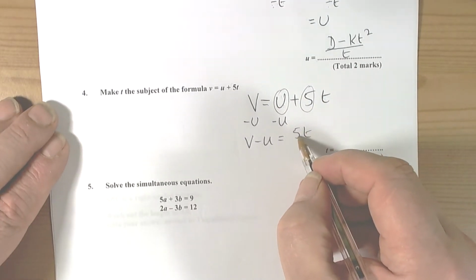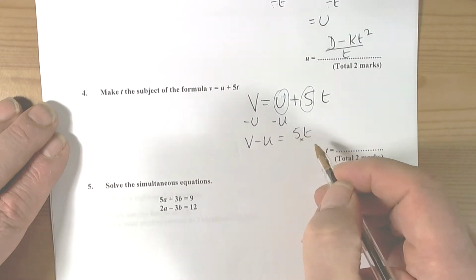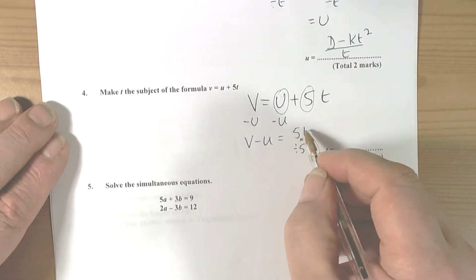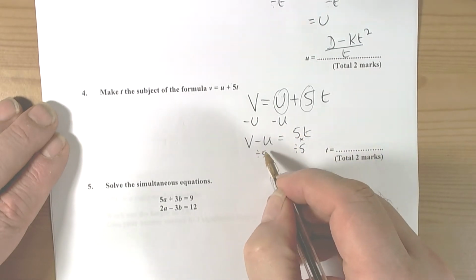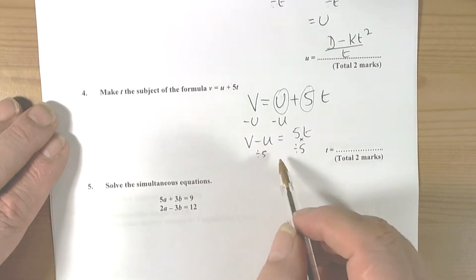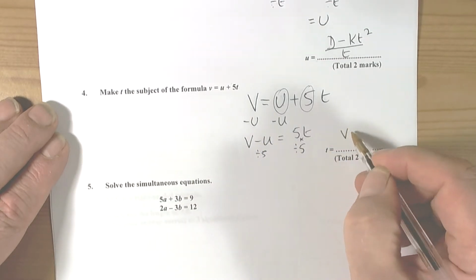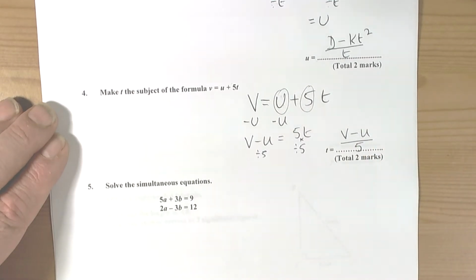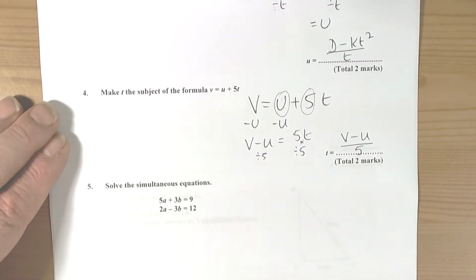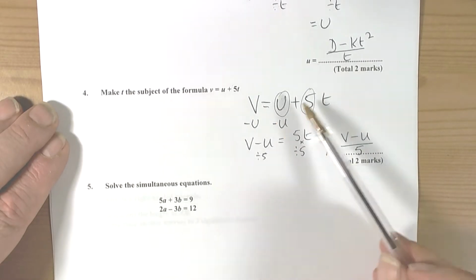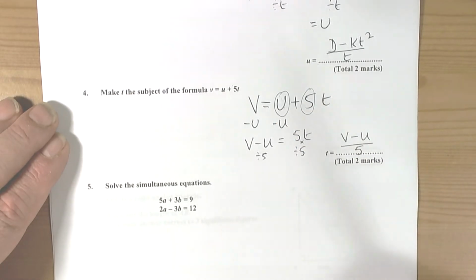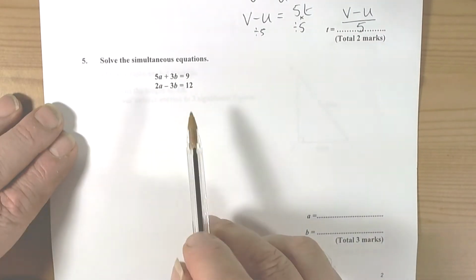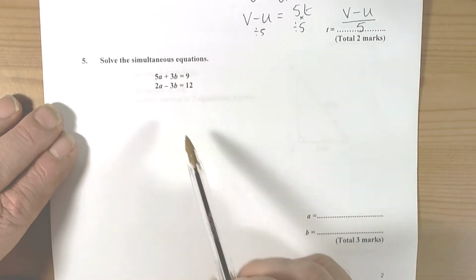The 5 is the only thing that's left then to move, and because that says timesing, we move it by dividing. 5 divided by 5 is 1, so we'll end up with 1t left here, but whatever we do to the right hand side, we must do to the left hand side. So we end up with t is equal to v minus u all over 5. So that's a quick reminder about rearranging formulae and making something a subject by moving things in the opposite operations.